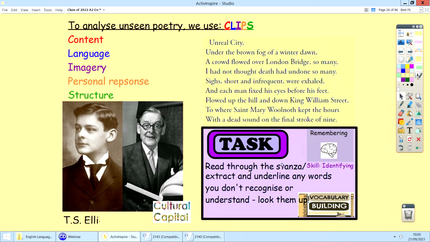So go ahead and do this task now. If you know all the words, that's brilliant. If you don't know where these places are, you can have a look on Google Maps. Go ahead and do that now and then come back.